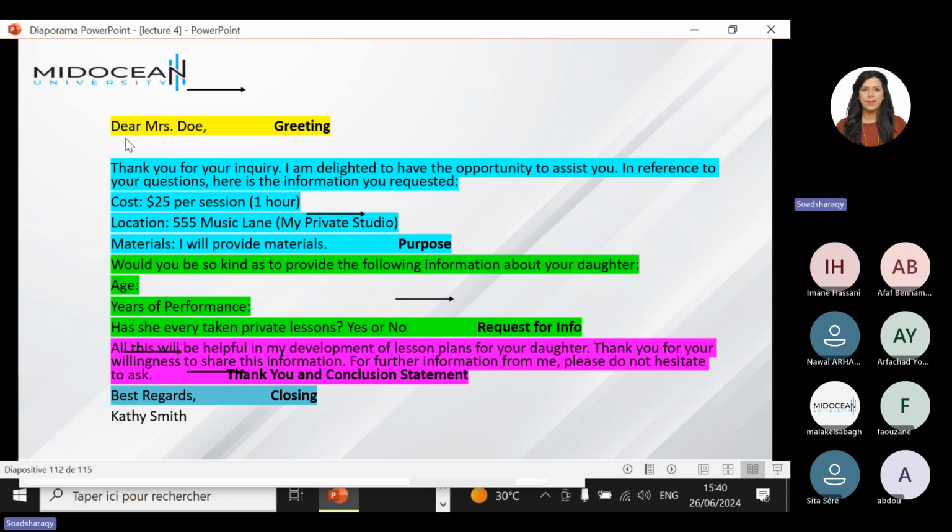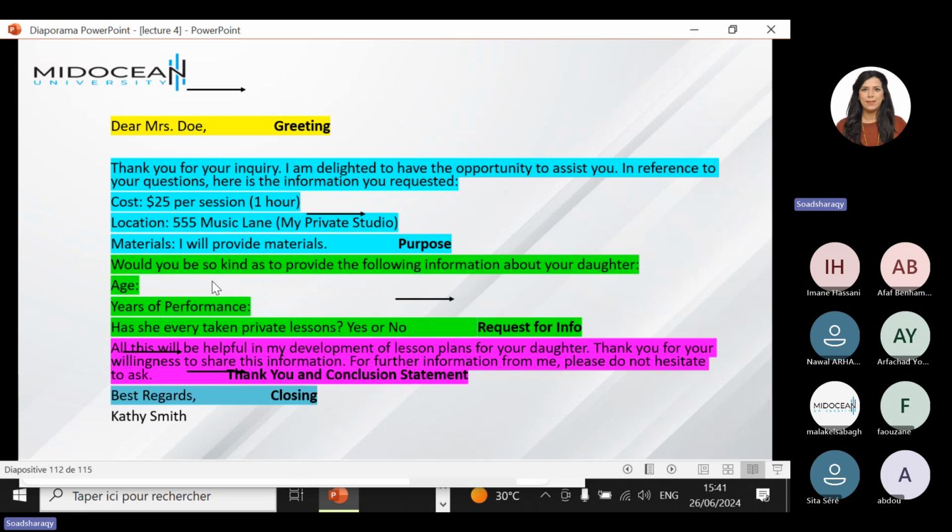Now we see here Mr. Doe's email. The greeting, then the purpose. Thank you for your inquiry. I am delighted to have the opportunity to assist you. In reference to your questions, here is the information you requested. For example, cost $25 per session, 1 hour. Location, 55 Music Lane, my private studio. Materials, I will provide materials.